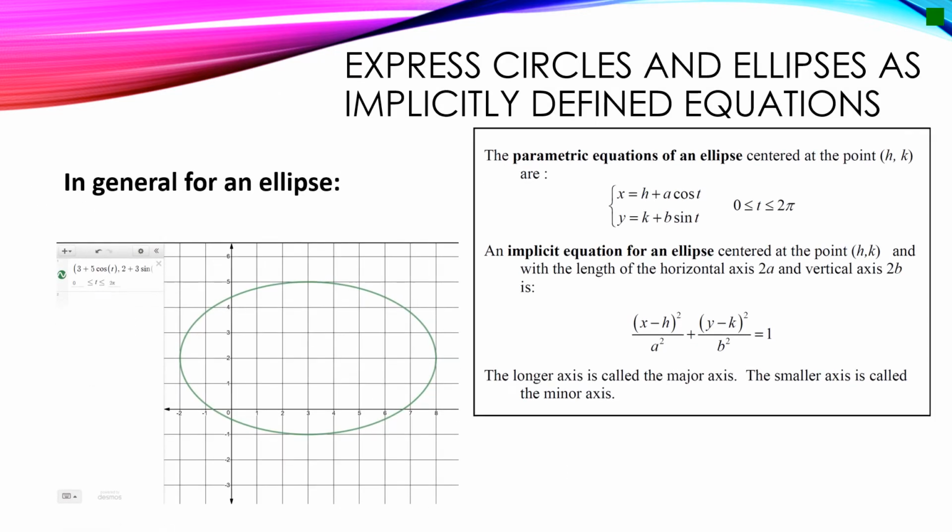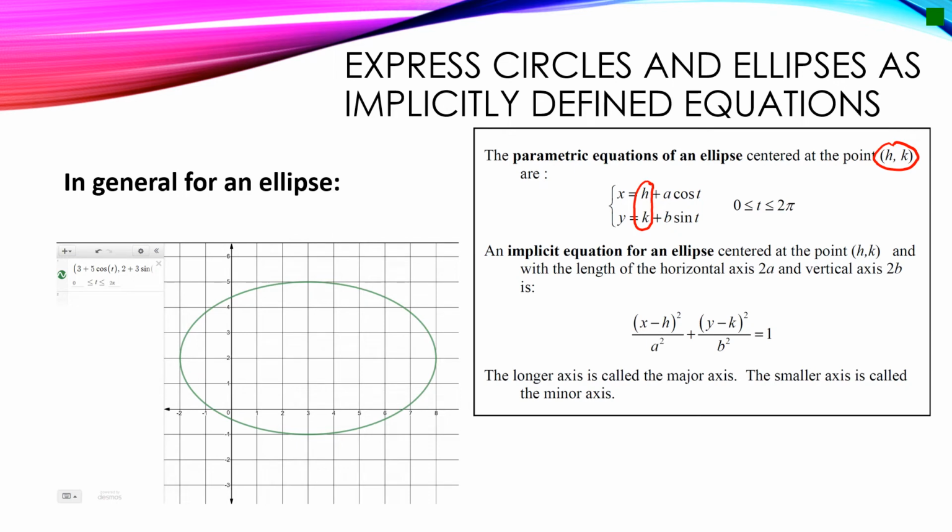All right, so now in general for an ellipse, here's what we've got. The parametric equation of an ellipse centered at a point h, k is given by x equals h plus a times the cosine of t, y equals k plus b times the sine of t, where t is between 0 and 2 pi. So there's my h and my k on the end again. We don't have a radius this time. And what you may or may not have noticed is that there were different numbers in front of the sine and the cosine. That's what gave it that elliptical shape.